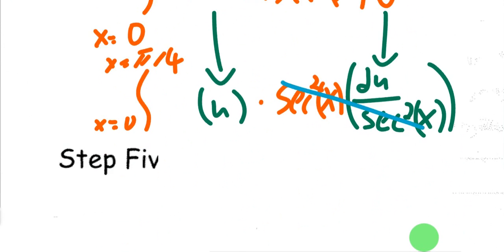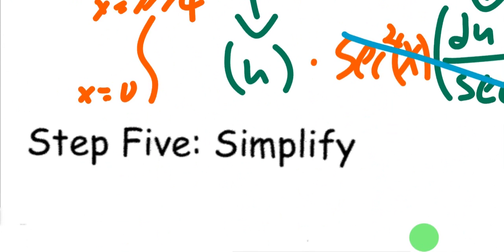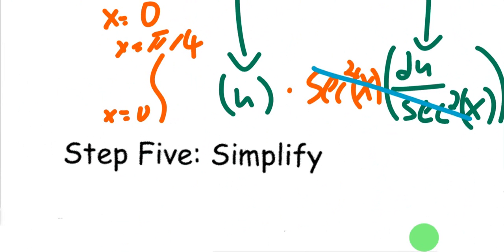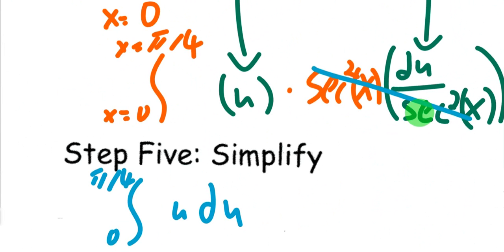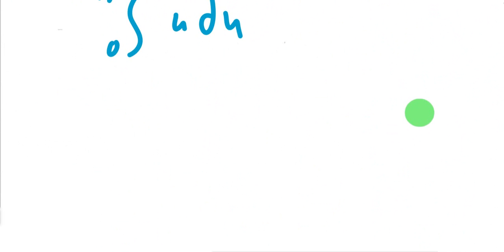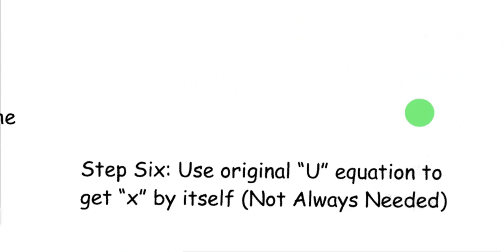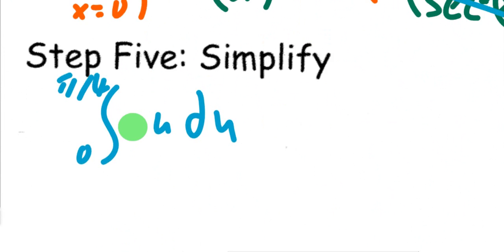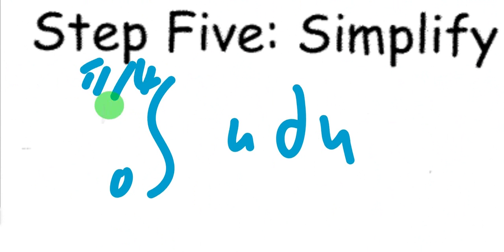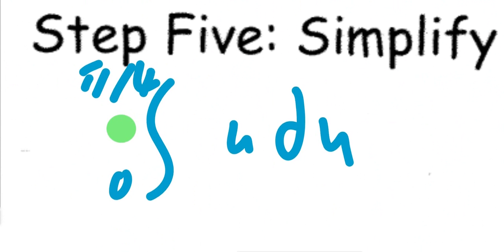And let's read step 5 together. It's going to be to simplify. So that will go away. And I'm just going to use blue here. The limits, again, right now are in terms of x. They have to be converted to u. But for now, we're just going to write u du since the secant squared canceled. All right. Step 6 is to basically make sure there are no x's left in the equation, which there aren't, except for the limits, of course. We will have to change those.